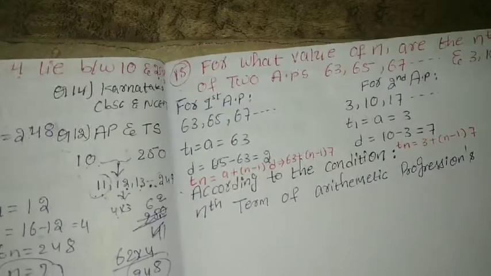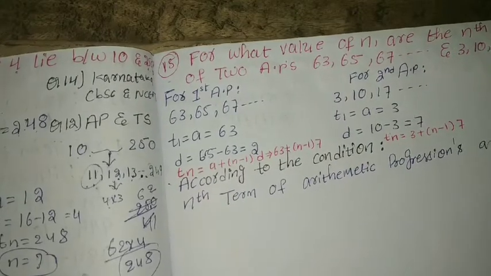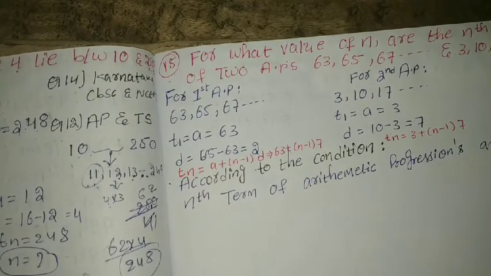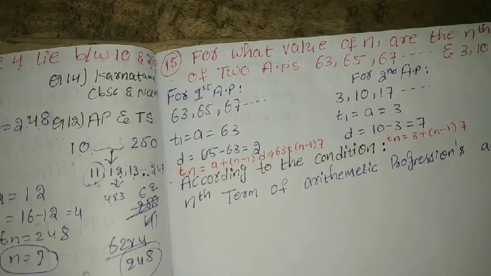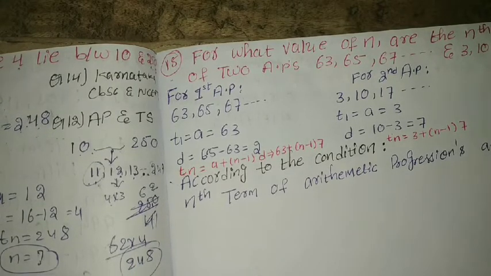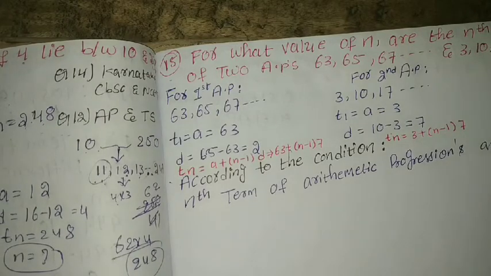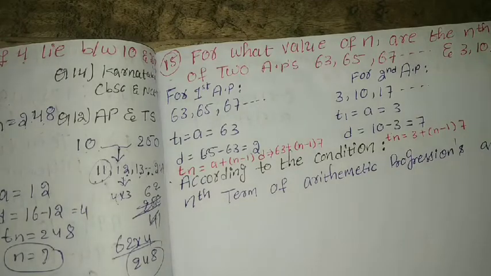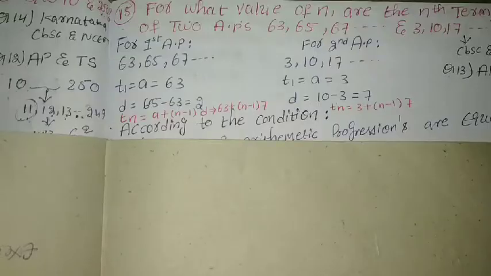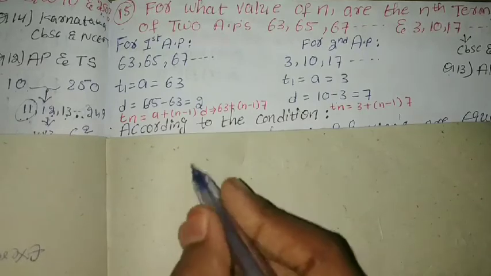Understand? So what we have to do here, what they given: for what value of n or the nth term of two arithmetic progressions 63, 65, 67 and 3, 10, 17 and so on, are equal. So what they are asking here, see here what they are saying.